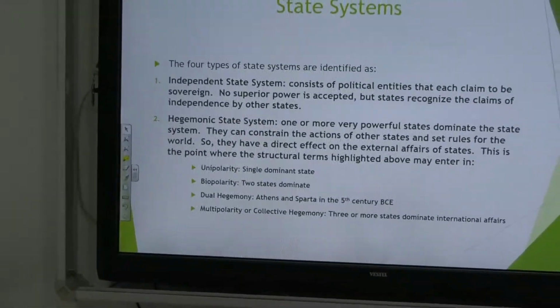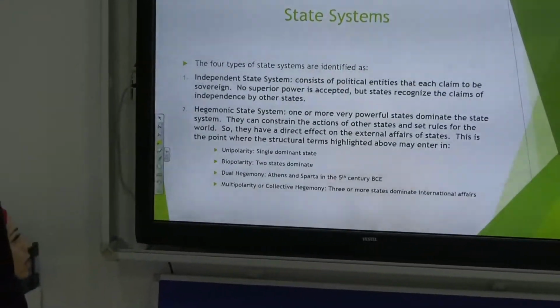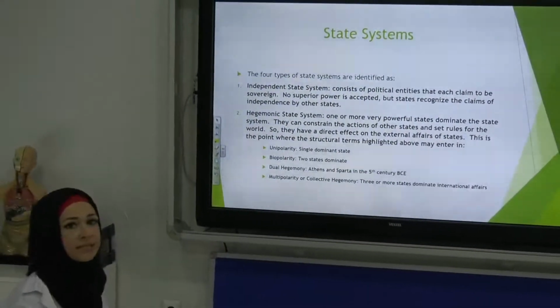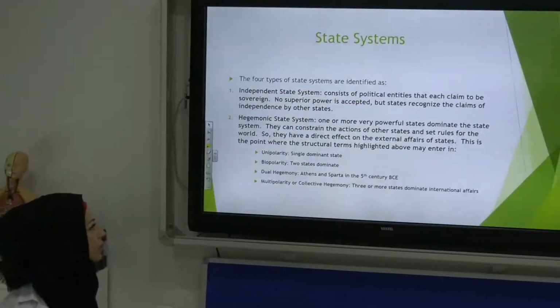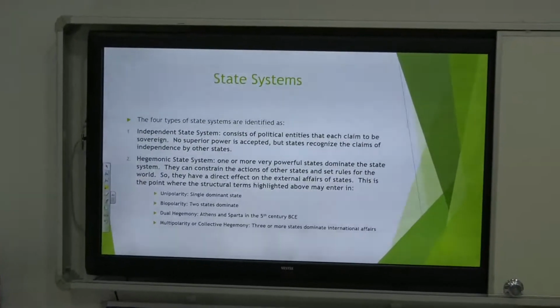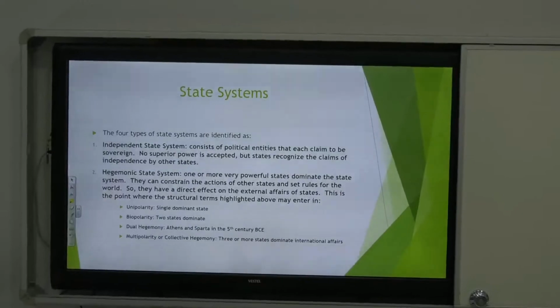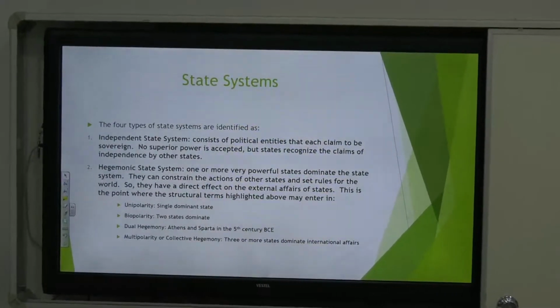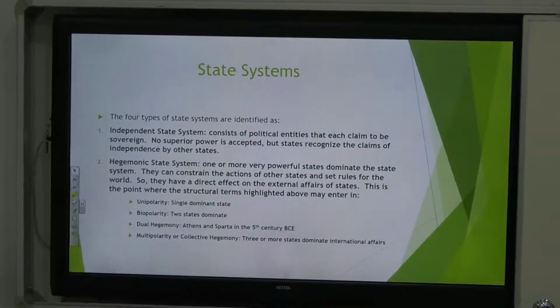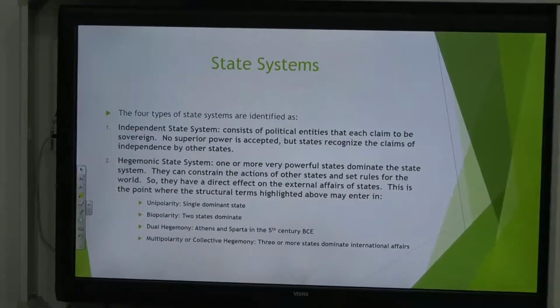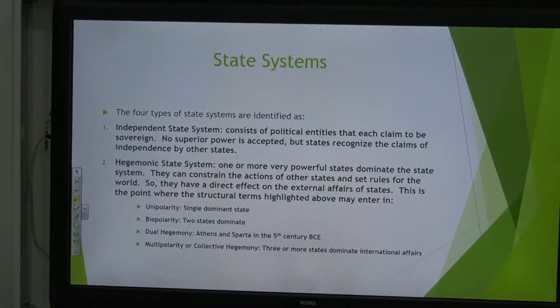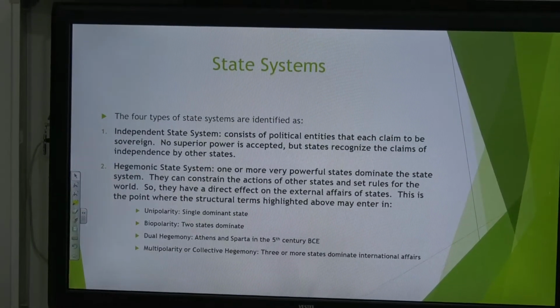Now, within the hegemonic state system, there are 4 types. You have unipolarity, which is a single dominant state, which we would characterize as the United States of America in this day and age. We have the second, which is bipolarity, which is 2 states are dominant. The bipolarity was present during the Cold War, when you had the U.S. and the Soviet Union as being the 2 dominant state powers.